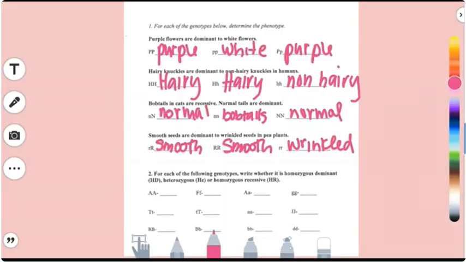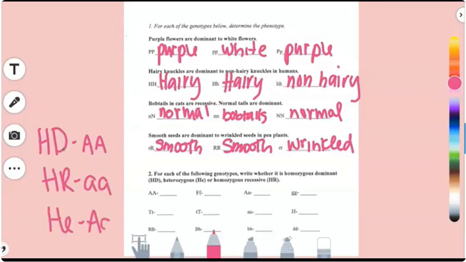And on this last part, we are given some genotypes and we have to classify it. Is it homozygous dominant, heterozygous, or homozygous recessive? Now, most of the time when we talk about homozygous, we don't put dominant or recessive after it, but just to be clear on this, homozygous dominant is going to be 2 capital letters. Homozygous recessive is going to be 2 lowercase letters, and heterozygous is going to be 1 of each. Okay, I'll write that over to the side. Homozygous dominant is going to be 2 capital. Homozygous recessive is going to be 2 lowercase, and heterozygous is going to be 1 of each.